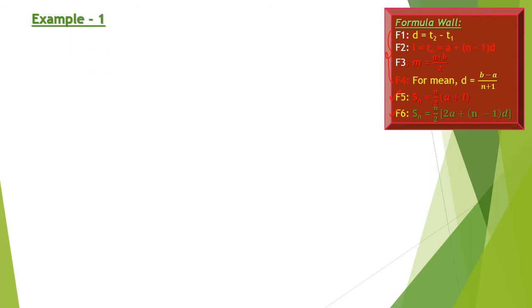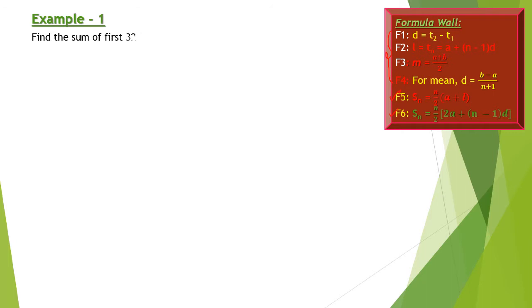Example 1. Now you can see the formula wall. Now it is populated. There are new members: you can see F5 and F6 are the new members. Up to this point we have studied in video part 1 and part 2. So F5 and F6 are the new formulas, the new members of our formula wall. So example 1, a very general and very simple question.